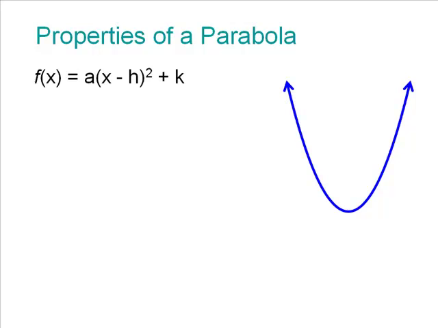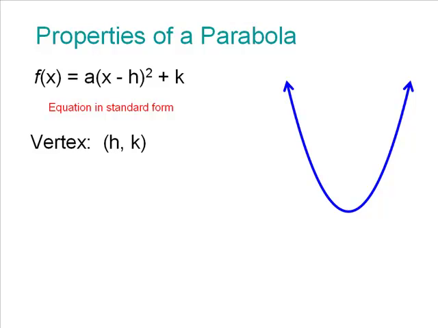Some of the properties of a parabola. First of all, this is the equation of a parabola. f of x is equal to a times the quantity x minus h squared plus k. This is the equation of a parabola in function notation, but in standard form.